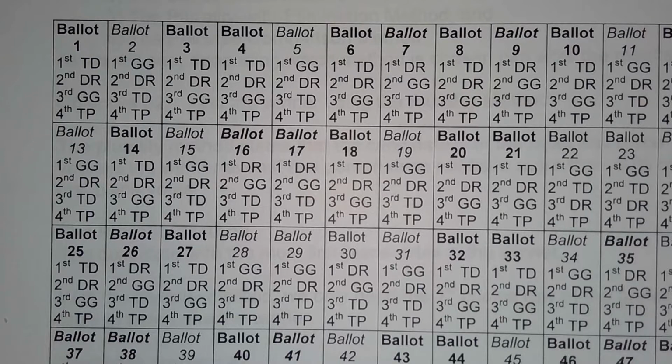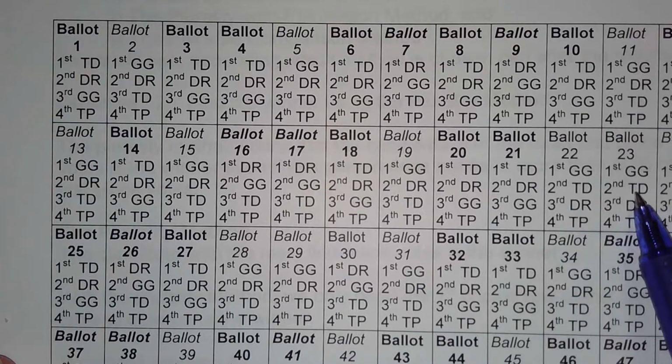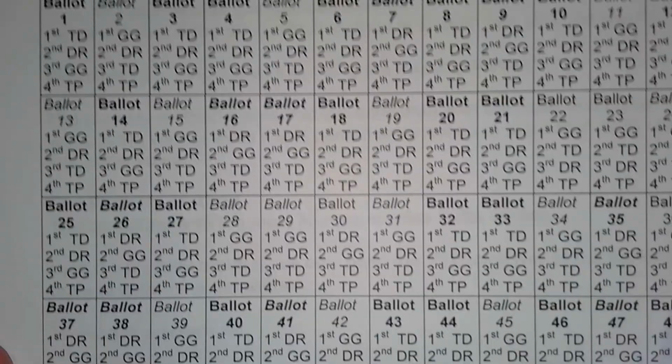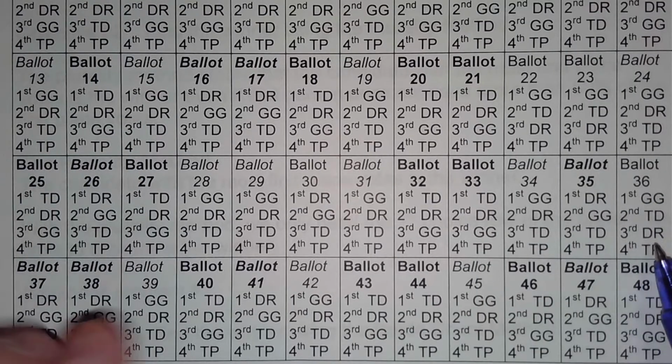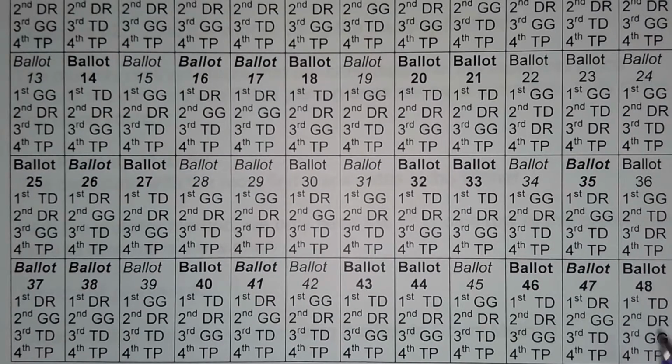And you want to notice that many ballots are the same. So for instance, I've looked at ballot number 22, number 23, number 30, and number 36. Notice they are all the same, with the same ranking. They rank George Gervin first, Tim Duncan second, David Robinson third, and Tony Parker fourth.